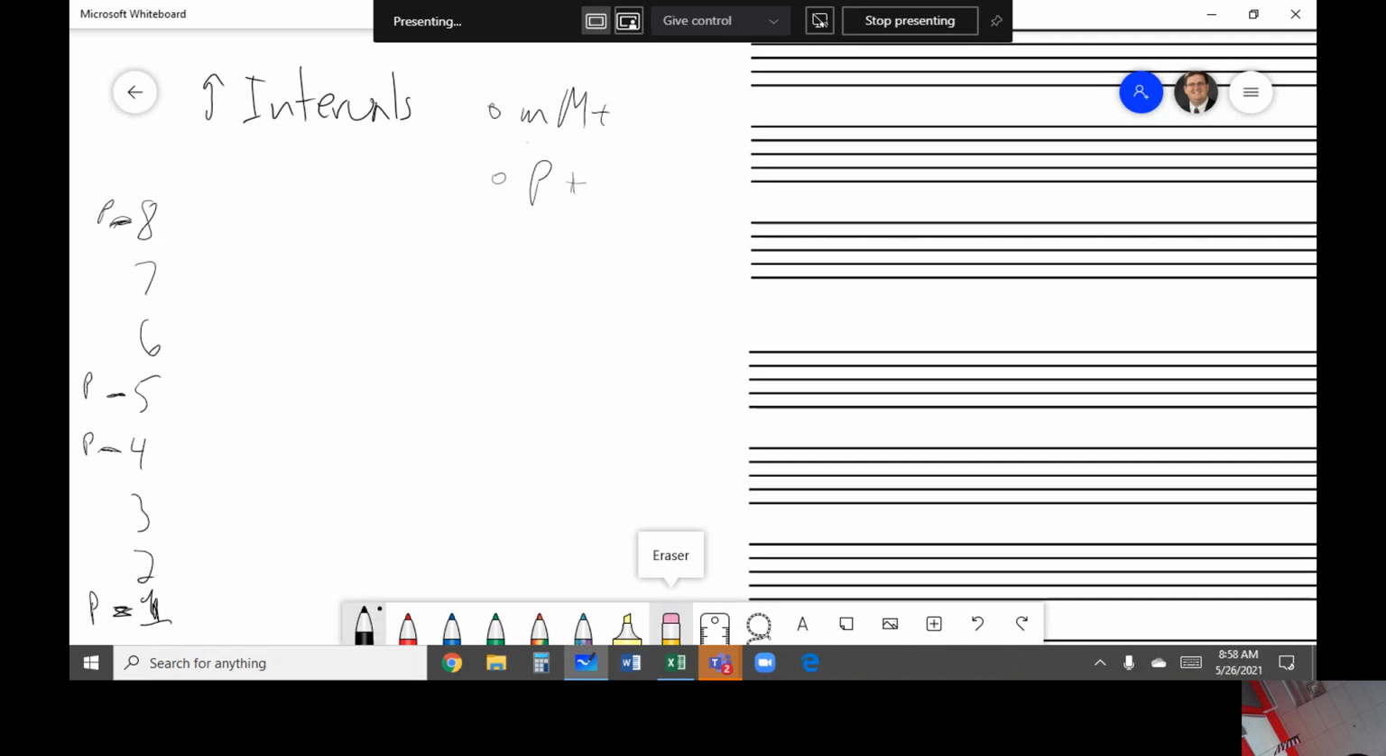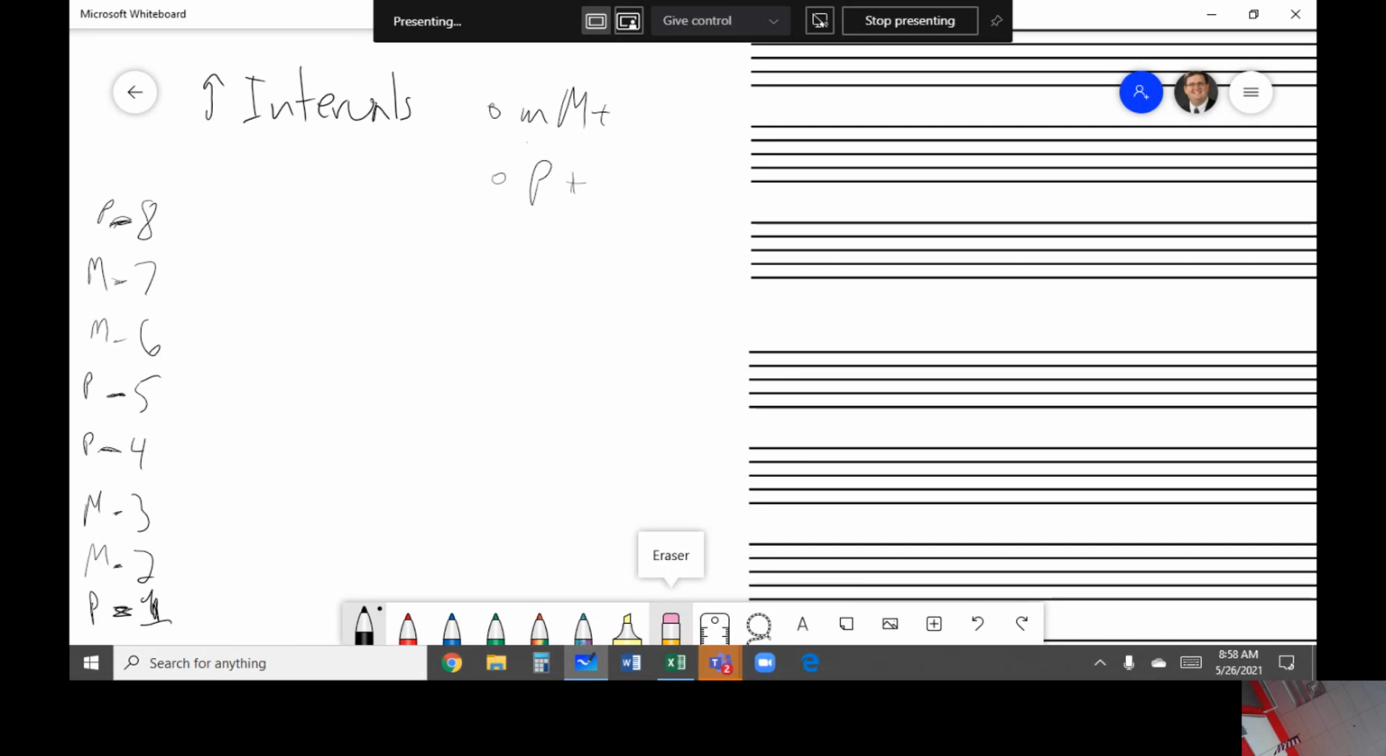The other intervals, seconds, thirds, sixths, and sevenths, I'm going to call those major-natured intervals for right now. That's not really a term that's widely used in music theory, but I think if you think of it that way, it's going to be a good way of getting through this entrance exam. Here's what I mean by that.